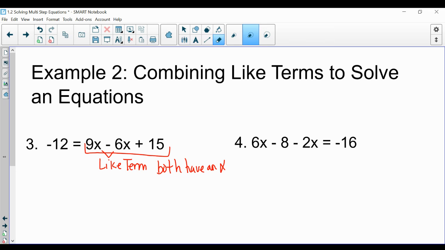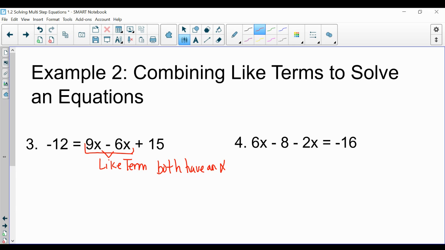And I'm just actually going to erase this, because I don't want you to get confused if you checked out and then check back in and go, huh, what's she doing? So those two are like terms. They both have an x. So those are the two that I'm going to combine.